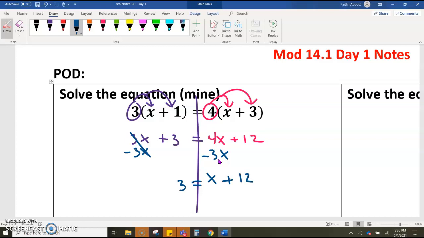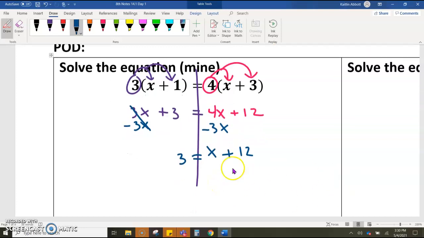So we got 3. X is by itself. Oh, but not completely by itself. We got to get rid of this 12 now. So how do I get rid of the 12? Yeah, let's make a 0 pair. So to make a 0 pair with that positive 12, I need a negative 12. That gets rid of this side. I'm going to subtract 12 from over here.